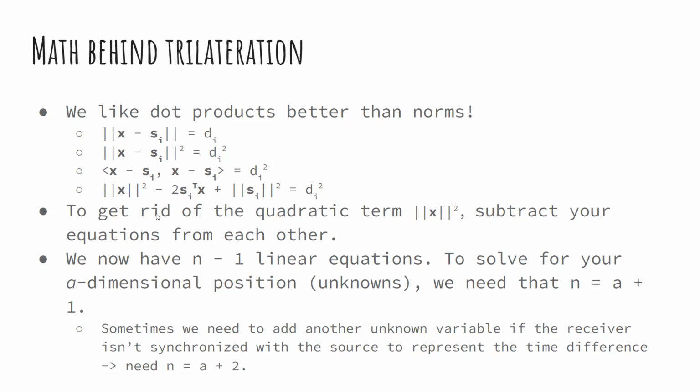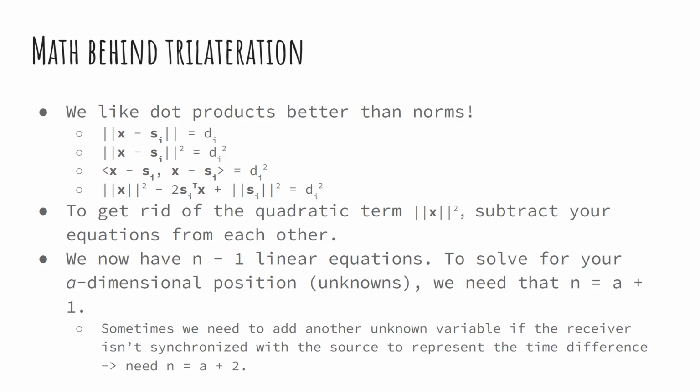When we do that, we can subtract equation 1 and 2, equation 1 and 3, equation 1 and 4, and you end up getting n-1 linear equations. So if you started out with n equations, where you have n satellites, you end up getting n-1. That means that to solve for your a-dimensional position, let's say your 2D position, you need n-1 equals a, because you need as many linear equations as you have unknowns, which means n has to equal a plus 1. Does that idea make sense to everyone? How are we feeling about that? Cool.